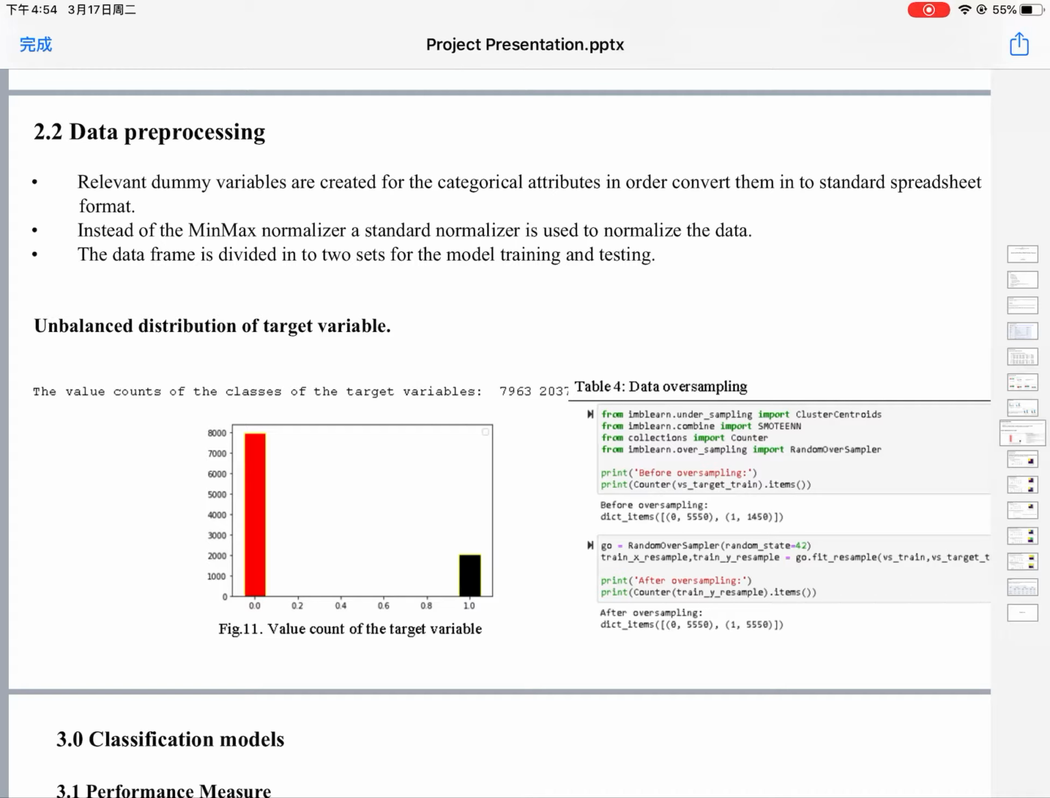Under the data pre-processing, first we converted these categorical attributes into dummy variables in order to obtain a standard spreadsheet format. Here we used a standard normalizer instead of a min-max normalizer to normalize the data. In that way we can eliminate the outliers. Next, this data frame is divided into two sets for model training and testing. When we look at this outcome variable, we can recognize that it is unbalanced. Therefore we oversampled this data set in order to obtain a well balanced data frame.